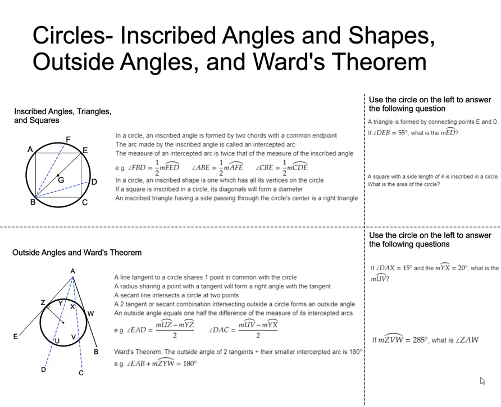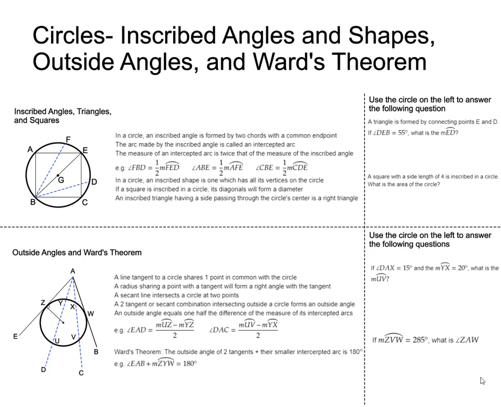In a circle, an inscribed shape is one which has all its vertices on the circle. If a square is inscribed in a circle, its diagonals will form a diameter. So if we're looking at the square AECB, we can see that the diagonal BE is actually a diameter as it passes through point G, which is the center of the circle. An inscribed triangle having a side passing through the circle center is always going to be a right triangle.